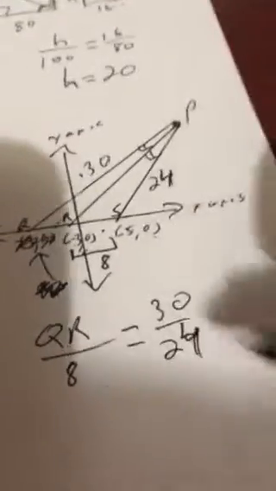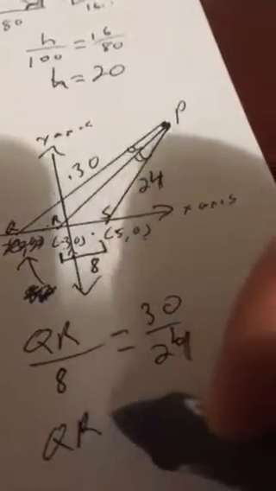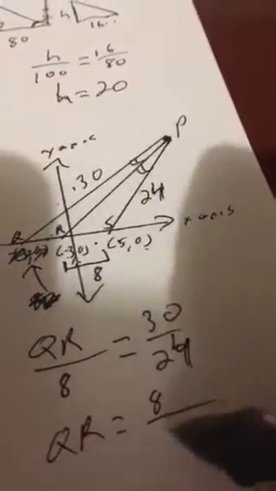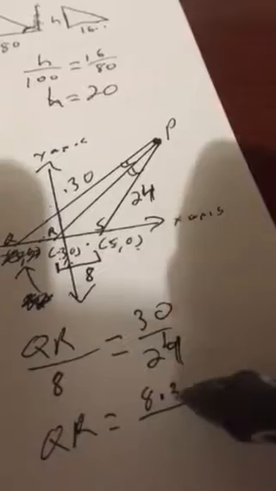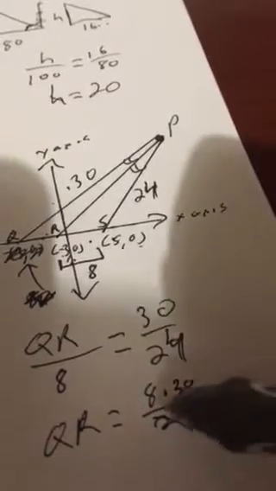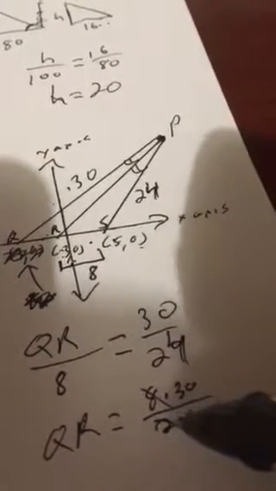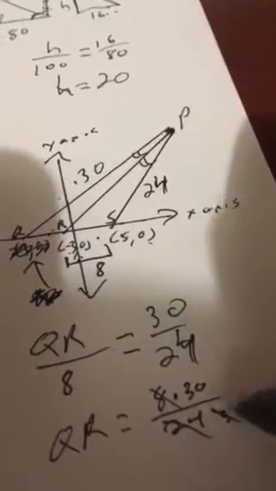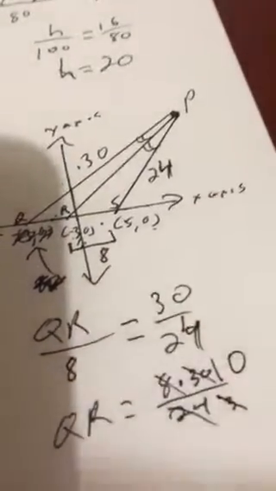All right. You can multiply or you can simplify. I'm going to multiply because I know that 8 times 30 over 24 is going to simplify really nicely. And the 8's going to be gone. And then my 3 that was left is going to be gone. And I'm just going to get 10. So I'm going to get QR equals 10.